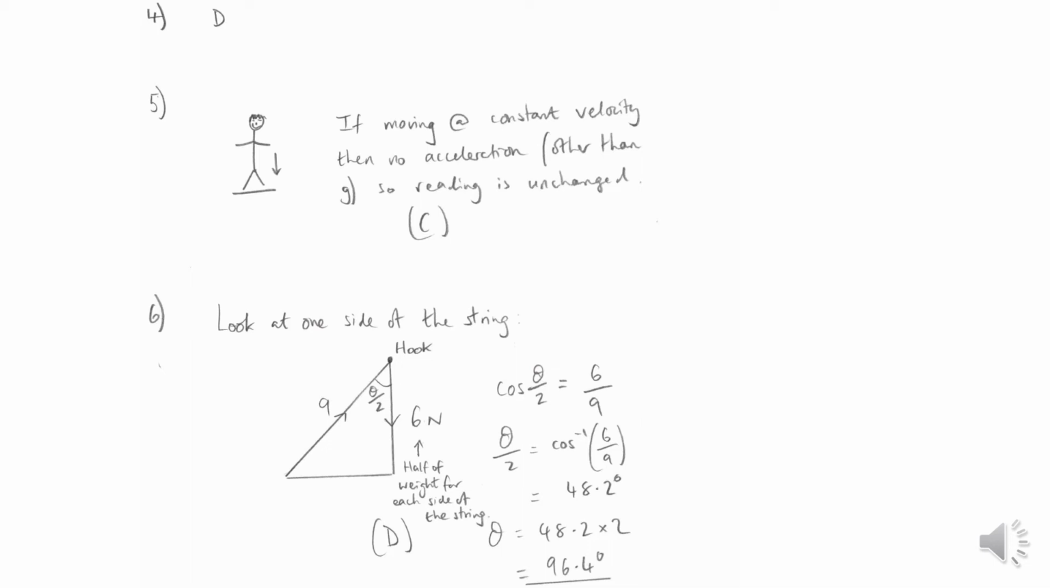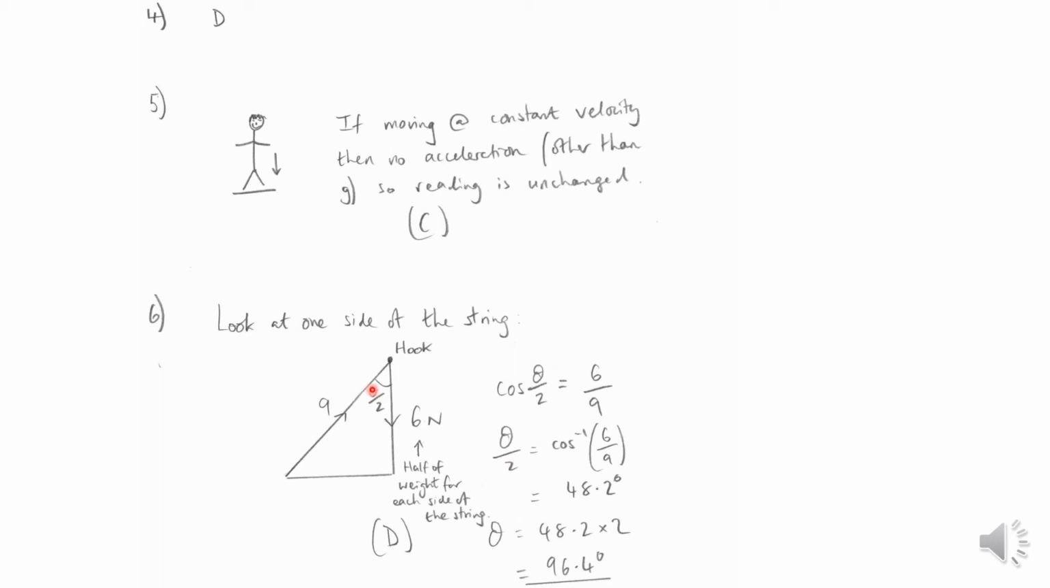Number 6. So this is hanging a painting in a frame. You've got 12 newtons acting downwards for the weight, but that's shared out between each side of the string. But the tension in the string is going to be 9 newtons all through the string. So we've got 9 newtons here for the tension in the string. We've got that side of the string taking half of the weight, 6 newtons, and that angle there is half of the angle we're trying to work out, because this whole thing is symmetrical and there'd be another side of the string acting down here.